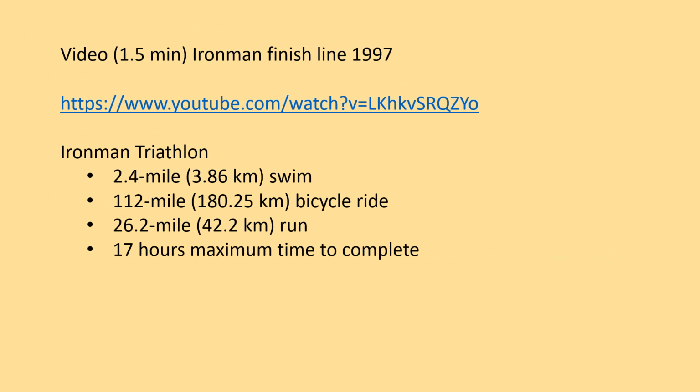So this is a really great video to watch. It's actually hilarious to watch it in a classroom context. This video shows a minute and a half of the end of an Ironman competition. The Ironman is an athletic event, and it's a triathlon, so there are 3 different athletic events all rolled into one. The competitors swim for 2.4 miles, then they ride a bicycle for 112 miles, and then they run a marathon.